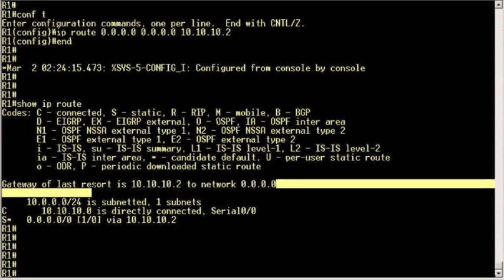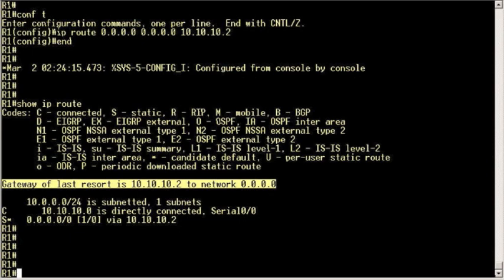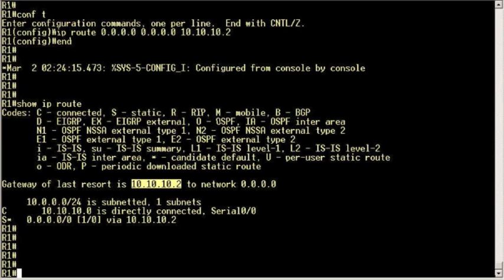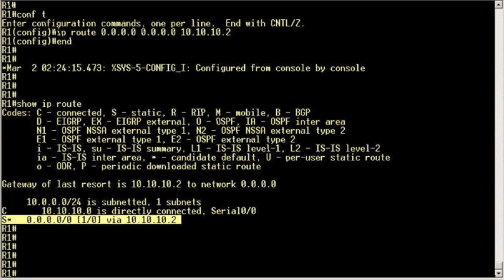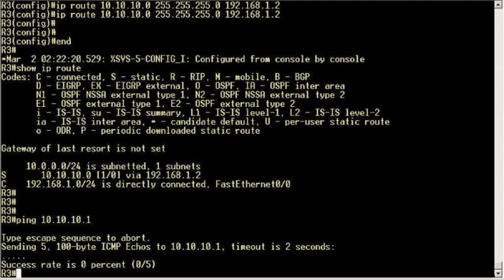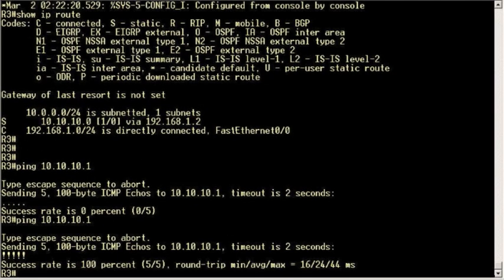And it says that we now have a gateway of last resort. This sounds like something out of a Stephen King novel. Specifically, The Shining. So now this device has somewhere to send any traffic it doesn't know how to route. And now that these two networks know how to reach each other, our ping works perfectly. We have now provided connectivity in this network thanks to static routes.